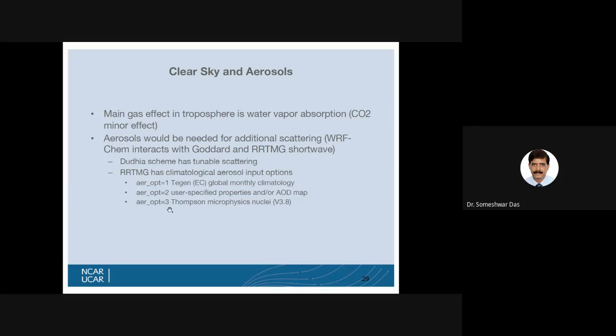If you are using option 3, that means the Thompson microphysics nuclei. This option 3 will work only when you are choosing the cloud microphysics parameterization scheme based on Thompson, in which case it computes the condensation nuclei. The options for the condensation nuclei are available only from version 3.8 onwards in the WRF model.